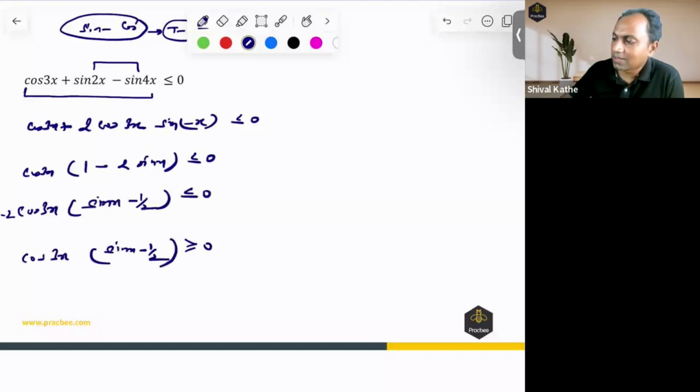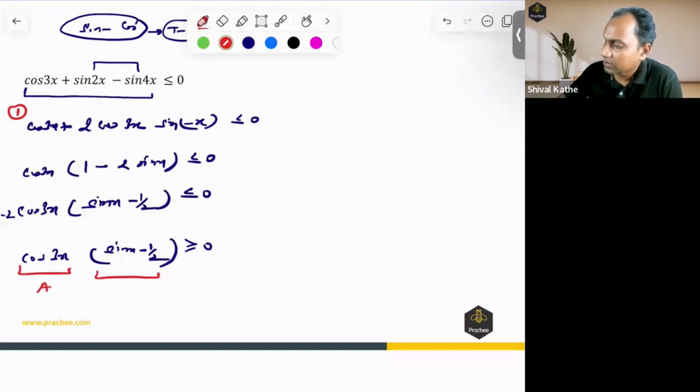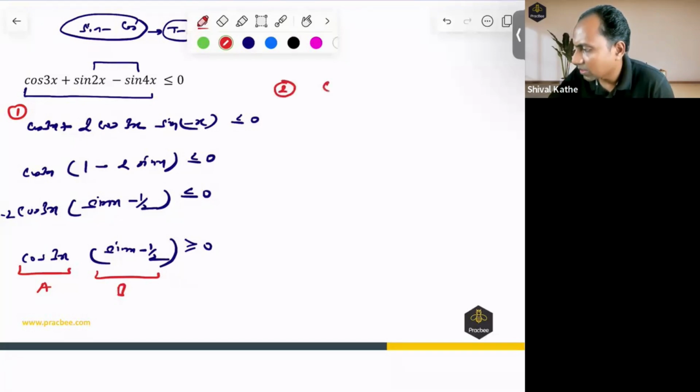So now see, you can understand this question as writing this is the first part, writing that you have a into b. This is b. This is greater than or equal to 0. So what can be the two possible cases? Your case 1 could be that a is greater than 0.